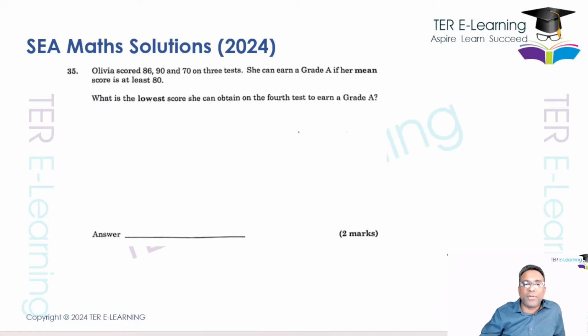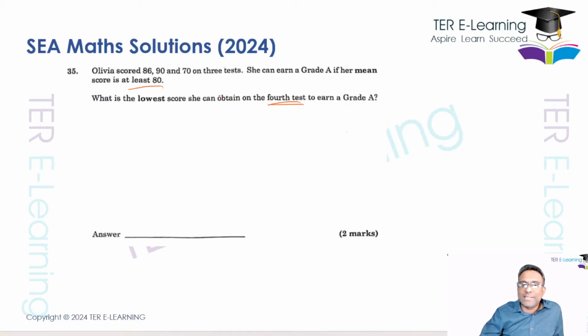Question 35, Olivia scored 86, 90, and 70 on 3 tests. She can earn a grade A if the mean is at least 80, right? What is the lowest score that she can obtain in the 4th test to obtain a grade A? So, she does 3 tests, and we want to do a 4th test here.